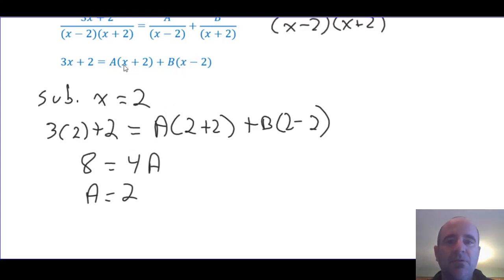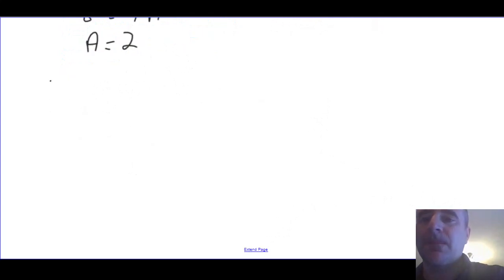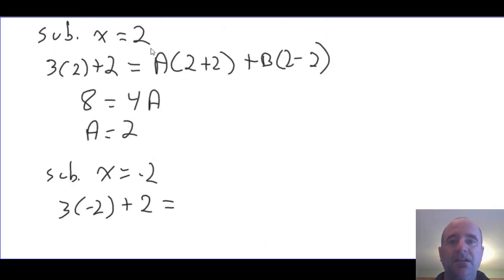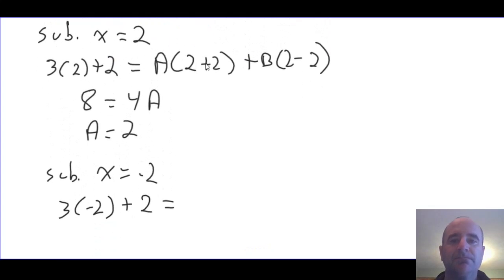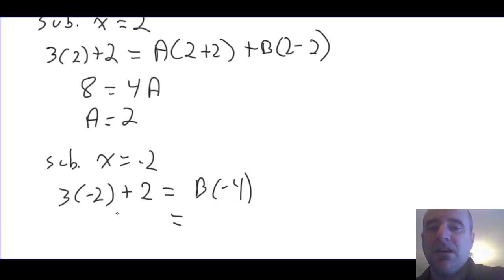To solve for b, we can sub in x equals negative 2, and let's do that next. So I get 3 times negative 2 plus 2 equals, now the a is going to be gone, and instead I'm going to have b times negative 4. So negative 4 equals negative 4b, and b must be 1.